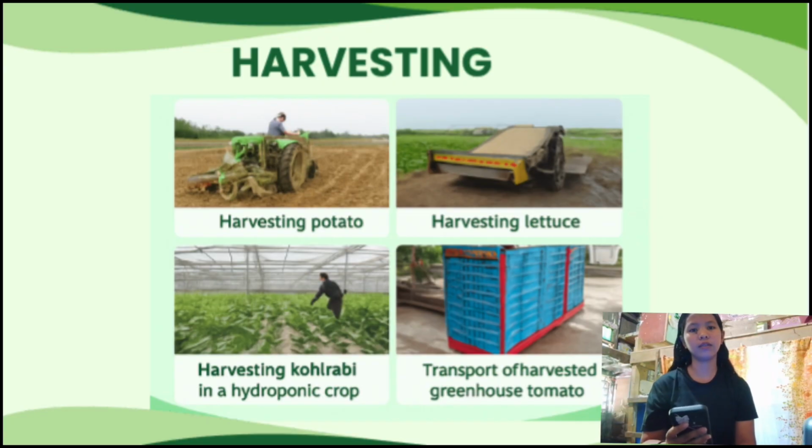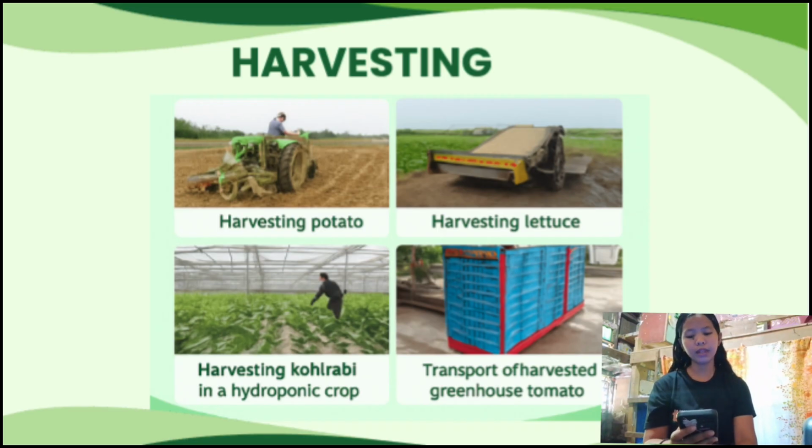So first is harvesting potatoes. Since potatoes grow underground, we use special machinery to dig deep into the soil. The machine lifts the soil and brings the potatoes to the surface so they can be collected easily. This method is very efficient compared to manual digging.